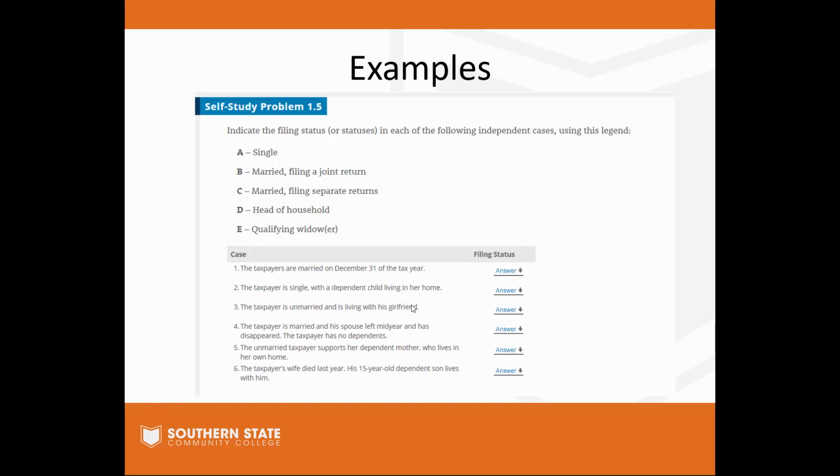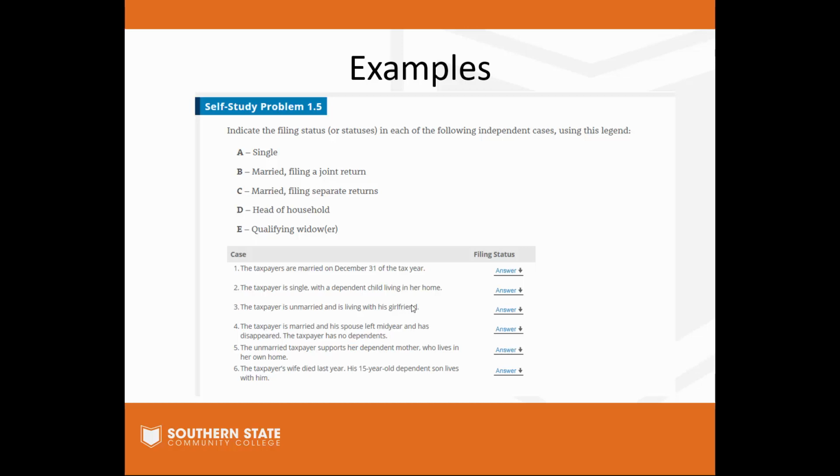Number 4, the taxpayer is married and his spouse left mid-year and has disappeared. Taxpayer has no dependents. So we'd have the option of filing head of household there if this is an abandoned spouse situation, if they had dependents. In this case, they don't have dependents, so all we can really do there is married filing separate. If they're an abandoned spouse with no dependents, that's kind of what we'd default to, is married filing separately. So 4 would be C.